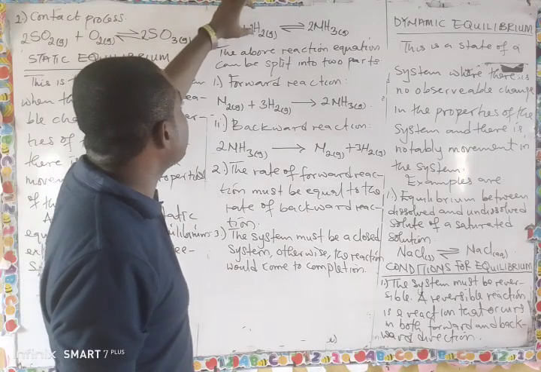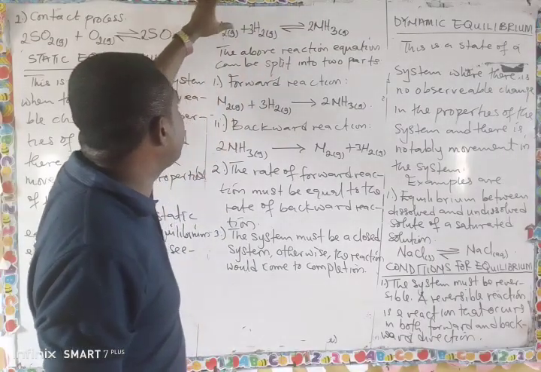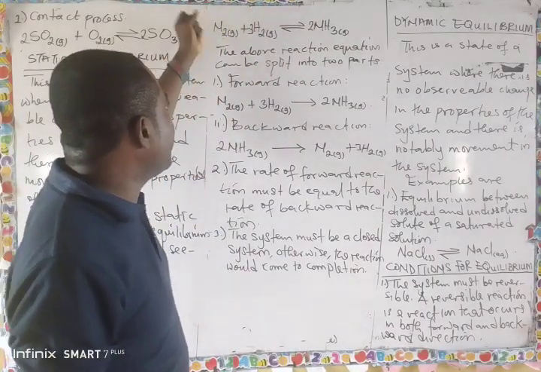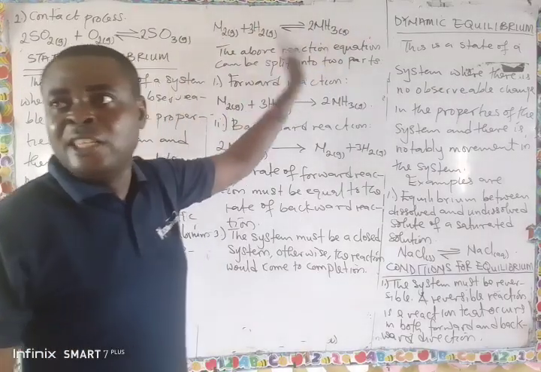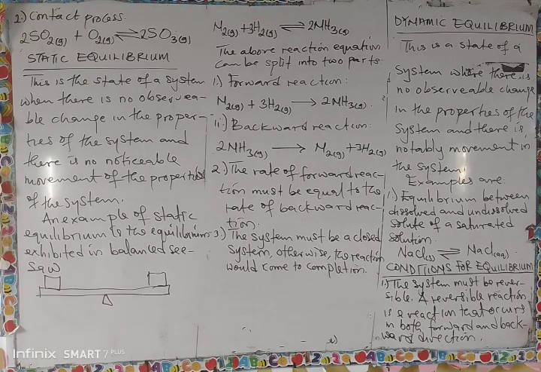If nitrogen reacts with hydrogen, it forms ammonia. The ammonia breaks down and forms the hydrogen and the nitrogen back. The two of them react together again and form this one. And that reaction is continuous. A system at equilibrium does not come to completion.